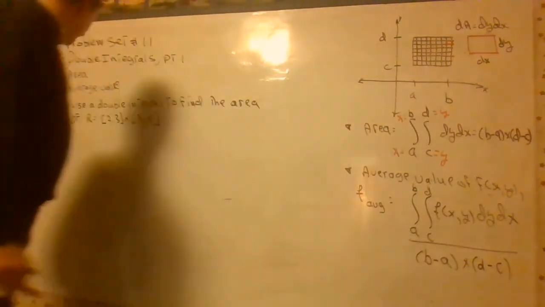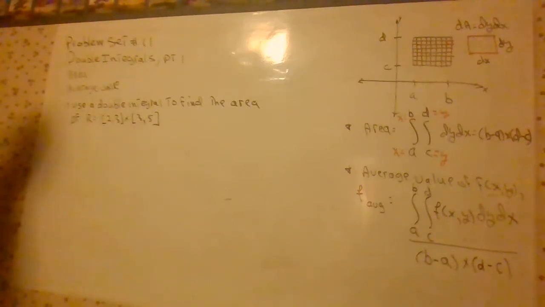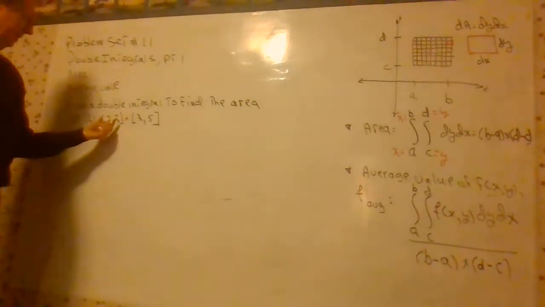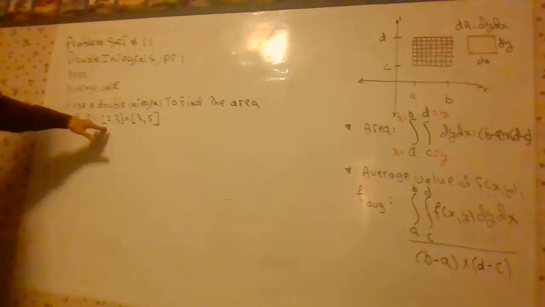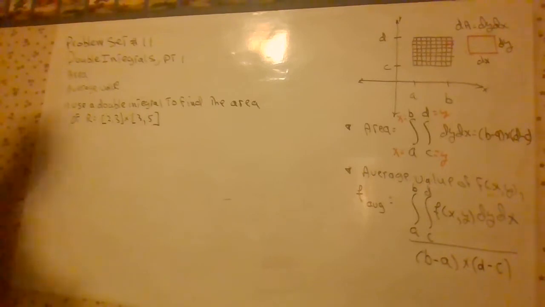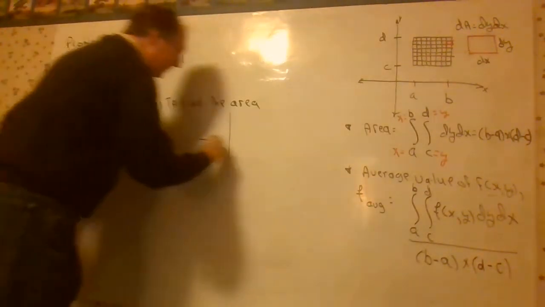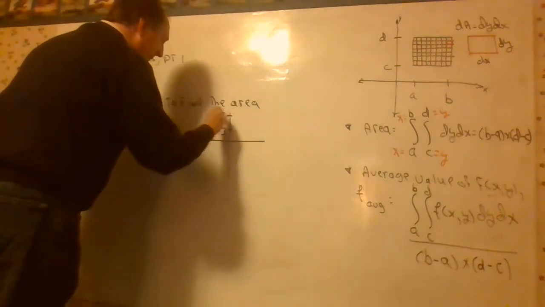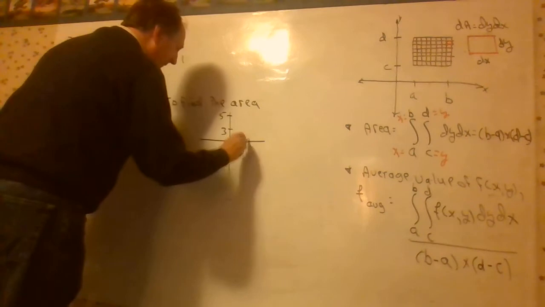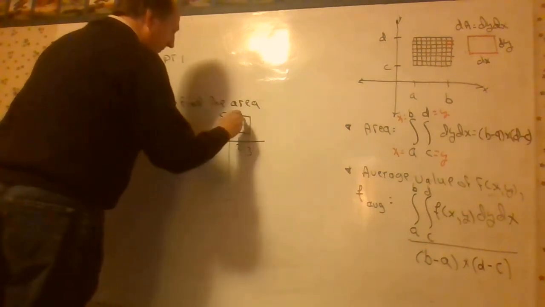So, for instance, look at this example. Suppose we want to use a double integral to find the area of this rectangle, [2, 3] cross [3, 5]. It's a Cartesian product. X goes from 2 to 3. Y goes from 3 to 5. You can sketch a very simple rectangle. There's 3, there's 5, there's 2, there's 3. It's this rectangle right here.